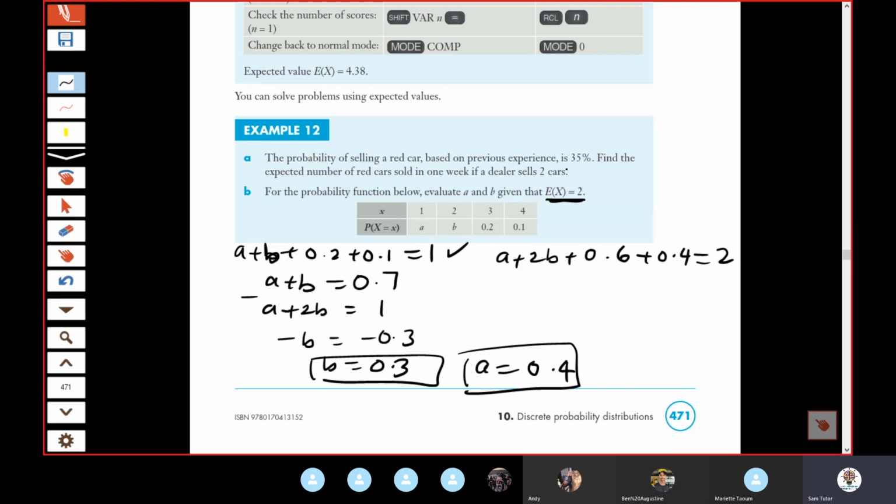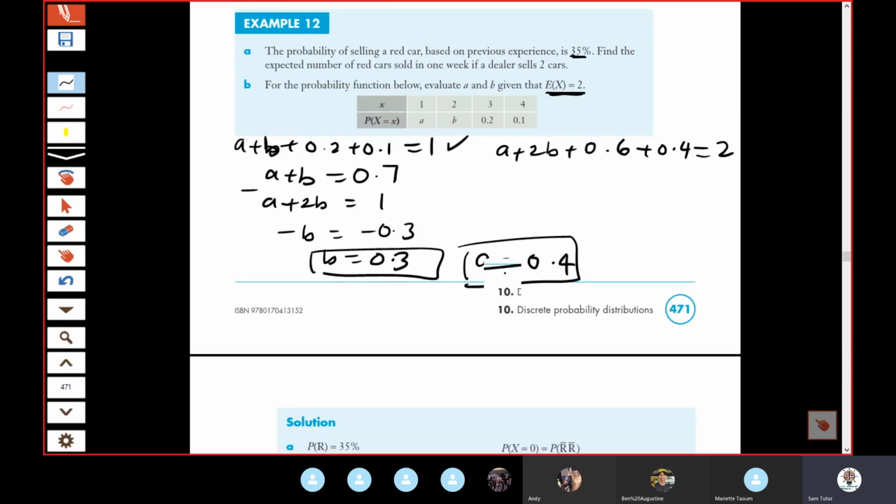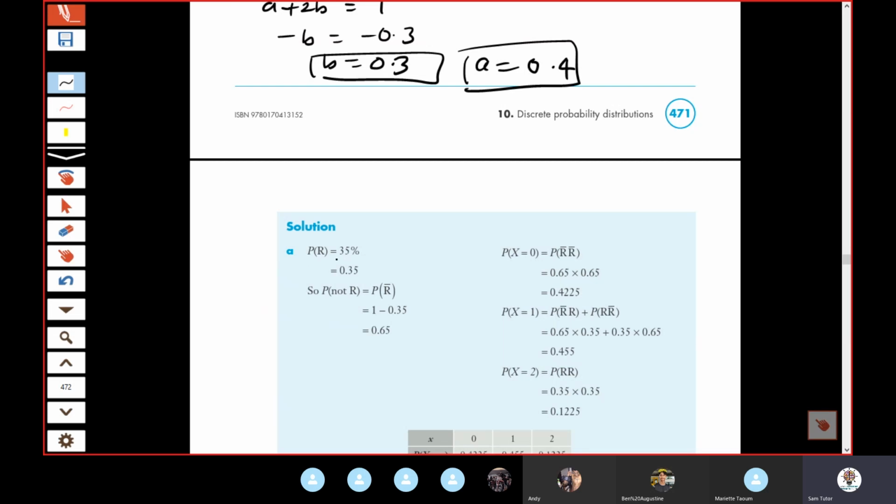The probability of selling a red car based on previous experience is 35%. Find the expected number of red cars sold in 1 week if a dealer sells 2 cars. So both cars are red, 1 red, or no reds, right? One more time, 2 cars. So 2 reds, or 1 red, or no red. And you know the probability of a red car is 35%, so the probability of not a red car is 65%. So 0 reds would be 65 and 65.